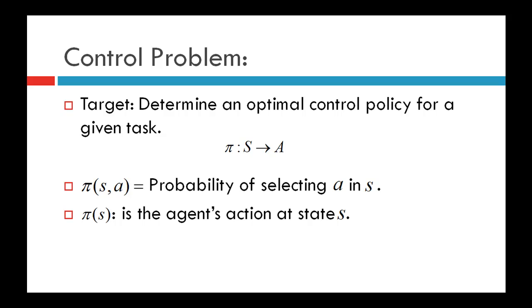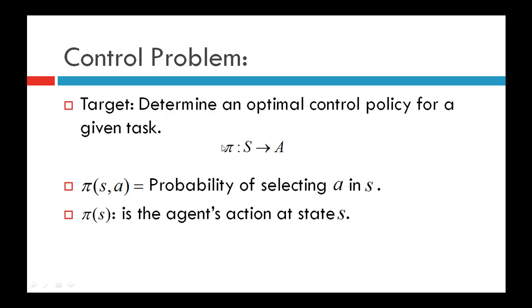So here's a control problem. For a control problem, the target is to determine an optimal control policy. Suppose you have a task, you have several actions, say 5 possible actions in a particular state, and you want to determine what is the best possible action that you can take in that state. So the optimal policy gives you the best possible action that you can take in a particular state. So the target for a control problem is to find an optimal policy for a given domain.